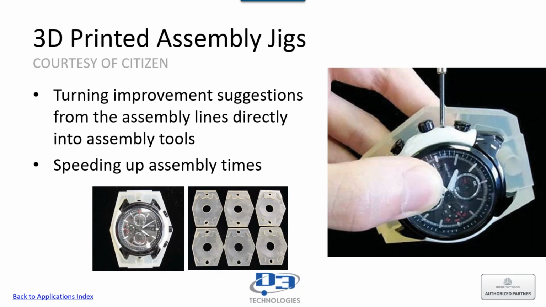This is a good case study for Citizen. Prior to this, they were doing their prototyping in-house and using CNC lathes to machine and create mock-ups of their final watch designs and assembly jigs. But because it was so costly and took so much time, they wanted to bring 3D printing in. So they brought in multi-jet printing technology, and their whole challenge was really improving that assembly jig, which typically took about a 20 to 30-day process. So it was really costly and took a lot of time.